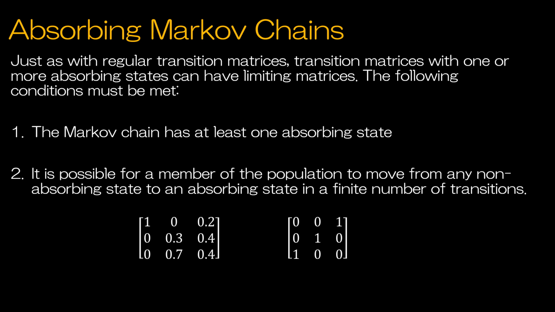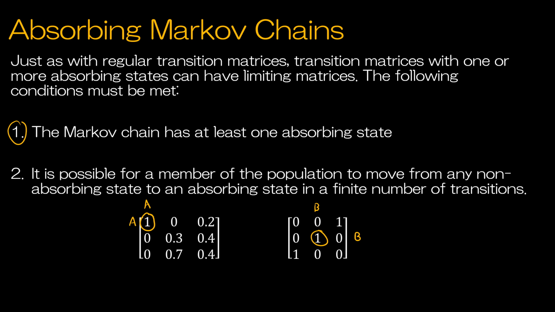Just as we did with our regular Markov chains, we want to talk about a limiting state or a steady state matrix. And in order for an absorbing Markov chain to have a steady state matrix or a limiting matrix, the following conditions must be met. First of all, of course, the Markov chain has to have at least one absorbing state. So we've already determined that for both of our examples. They each have one absorbing state. For the first one, that's A to A. And for the second one, that was B to B.